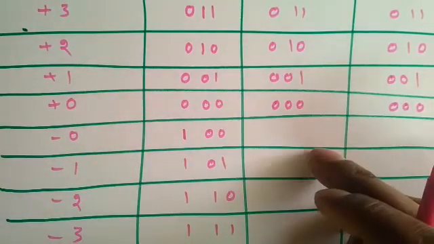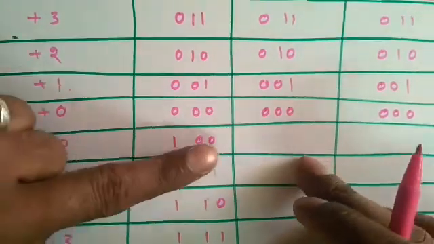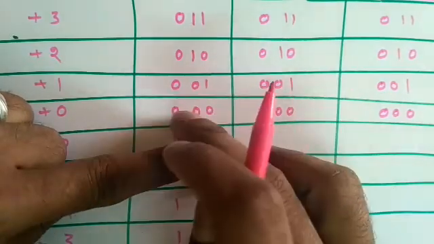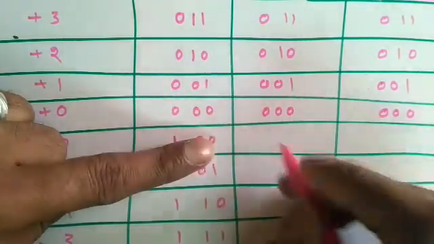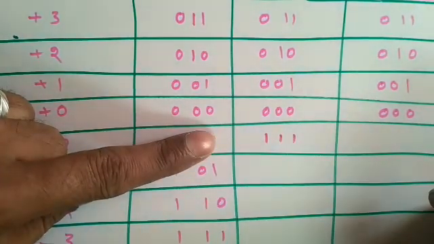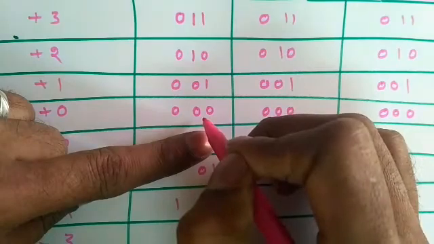Now to represent a negative number, what do we need to do? We take the complement of the positive 0. So if I take the 1's complement of positive 0, all bits will become 1 1 1. Yes or no? This is the signed magnitude form of plus 0.